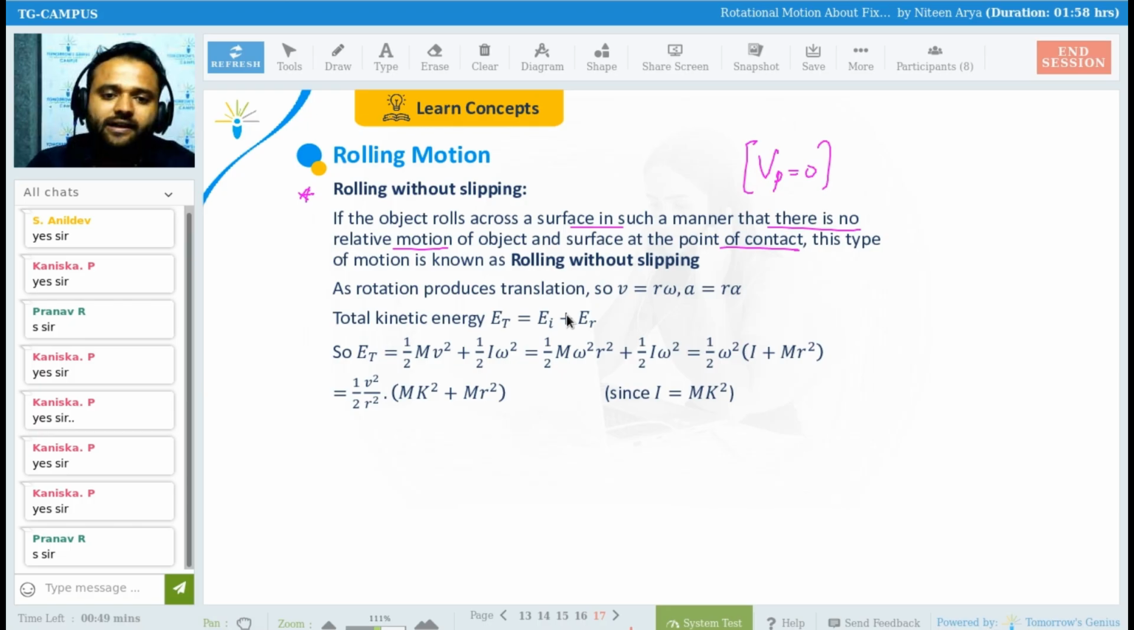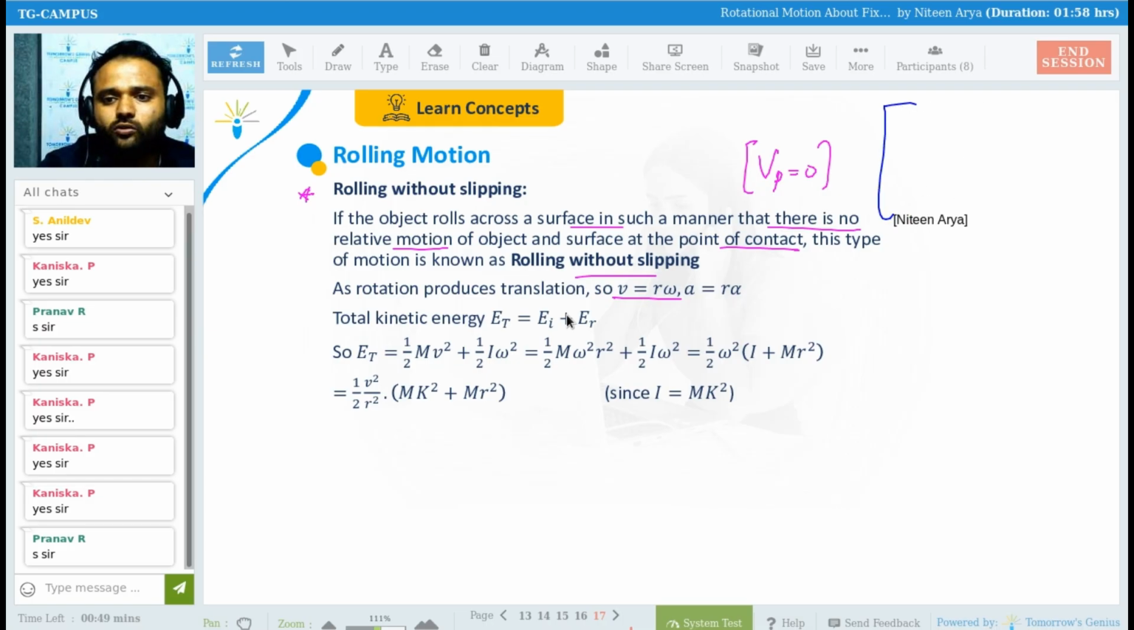Now, V_P, which is the velocity of point of contact, is 0. This type of motion is known as rolling without slipping. Slip is not going to be even a single percent. So rotation produces translation: v equals R omega and a equals R alpha.